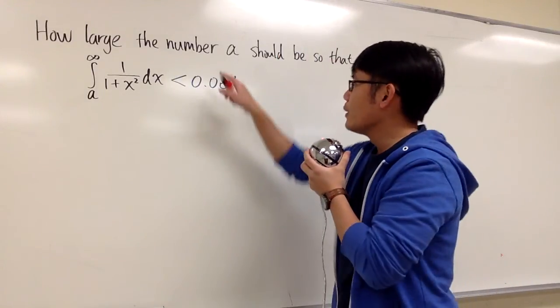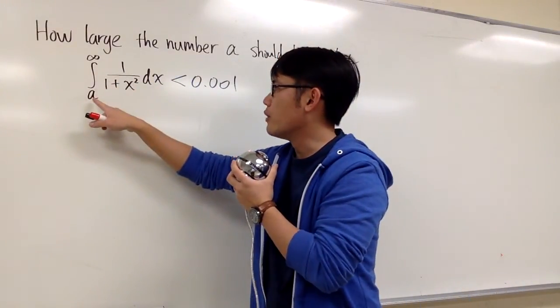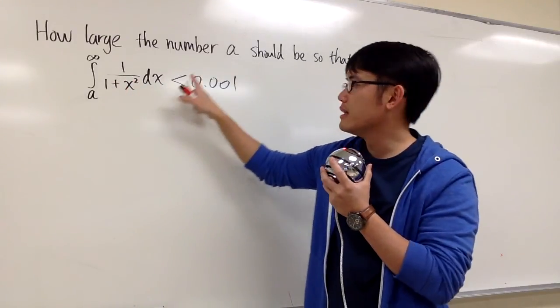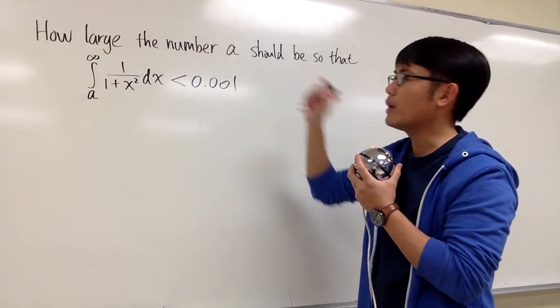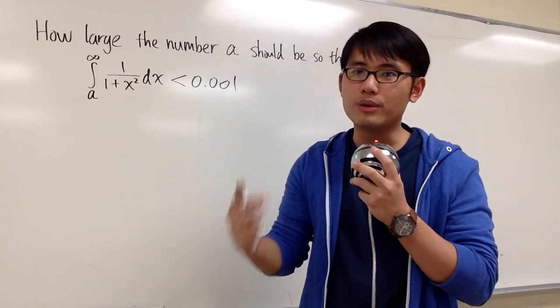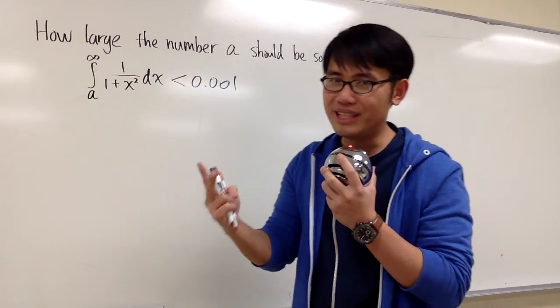Okay, we're going to see how large the number a shall be so that this integral from a to infinity of 1 over 1 plus x squared dx is less than 0.001. How can we do this? Remember two things whenever we are dealing with improper integrals: know our integrations and then believe in our limits.